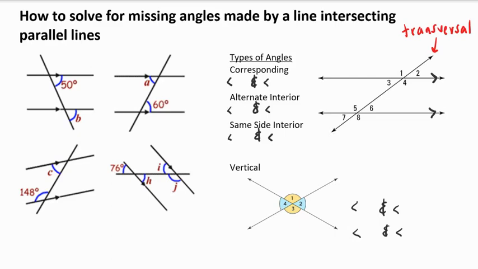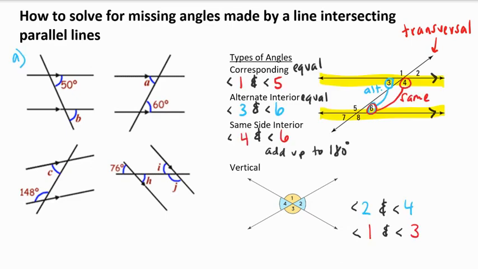In this video, we are reviewing how to solve for missing angles made by a line intersecting parallel lines. So looking at this first problem, let's call it A. Let's identify what type of angles those are. So I always start by drawing my box in my box. Okay, so I usually start with corresponding. So first, let's decide, are those corresponding angles?